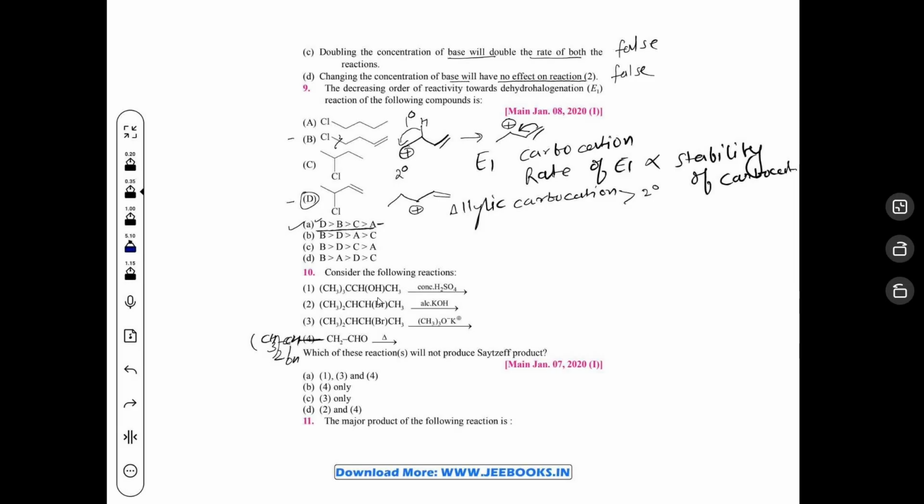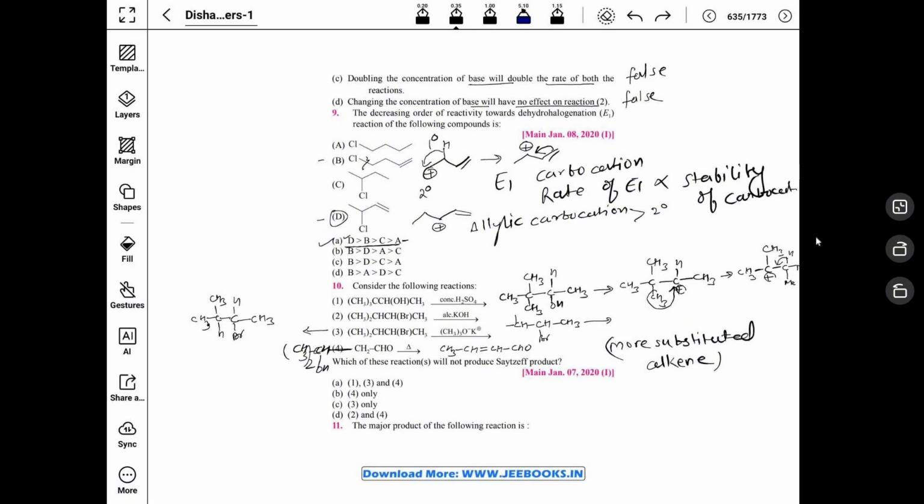Okay, so we have to see which of the reactions will not produce Saytzeff product. So Saytzeff product is that product which gives the more substituted alkene. Okay, so let me write the open structure of all these molecules. Okay, so I have written the structure. So in the first case, if you see, this hydroxy will undergo removal of water and give the carbocation, and this carbocation will get stabilized to the tertiary carbocation, and after that this proton will go away and it will give the more substituted alkene.